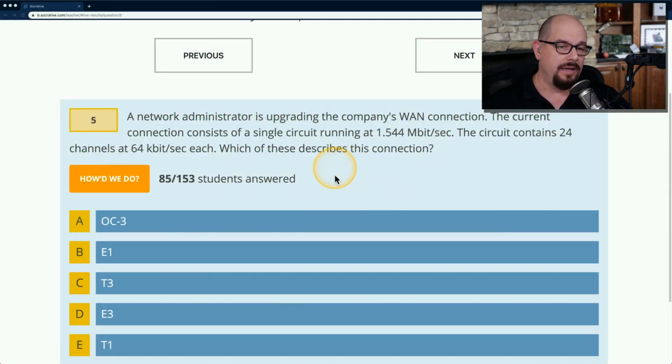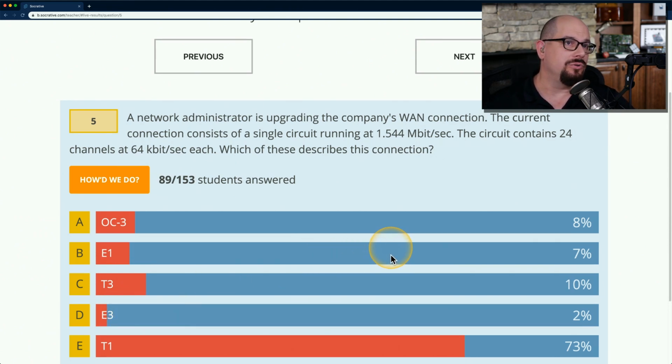Let's see how you did, though. If you're upgrading this WAN connection, how did you do? 74%. That's a pretty strong number. You said it's T1. We have a three-way tie for second with OC3, T3, and E1. And only 2% of you said E3. Yes, it used to be that T1 was our speedy, fast speed when we dealt with all of these different network types, wasn't it? And you still do see some T1 out there.